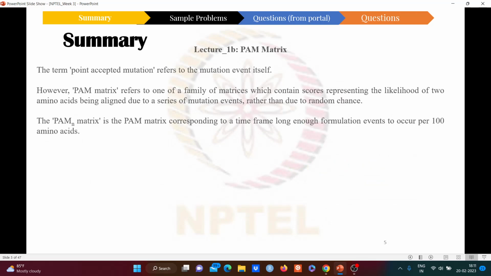So let's start with the PAM. As the name describes, PAM stands for Point Accepted Mutation matrix. These were initially introduced by Margaret Dayhoff in 1978, and the calculation of these matrices was based on 1572 mutations in 71 families, that is, 71 closely related proteins.